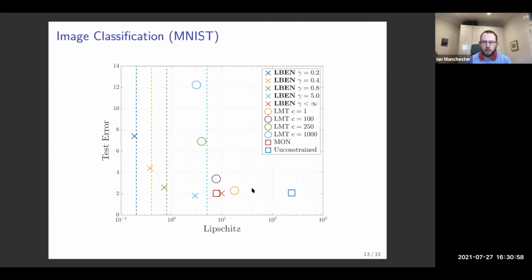And then if you just look at a regular neural network, so completely unconstrained, you can see you can achieve similar test errors. Around 2% is quite typical for fully connected networks on the MNIST dataset, but with orders of magnitude higher sensitivity than the bounded networks that we have. So basically you can have something like 100 times worse sensitivity to small perturbations if you use just a standard neural network compared to our models.